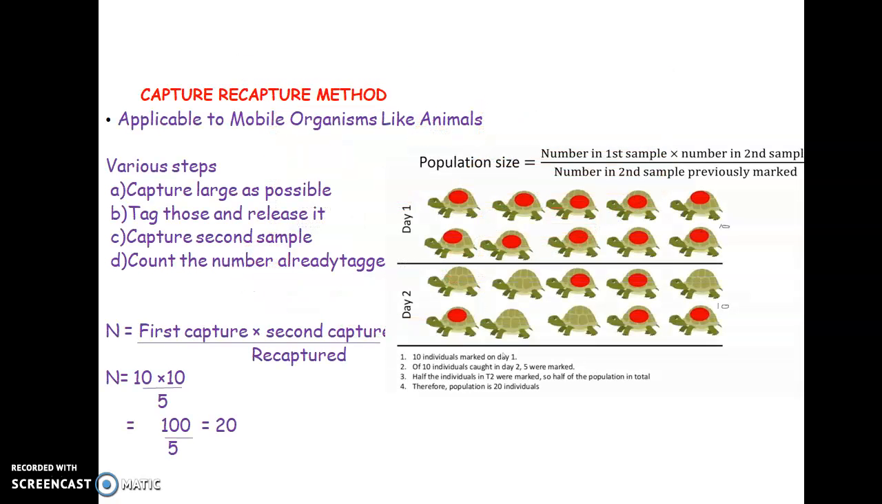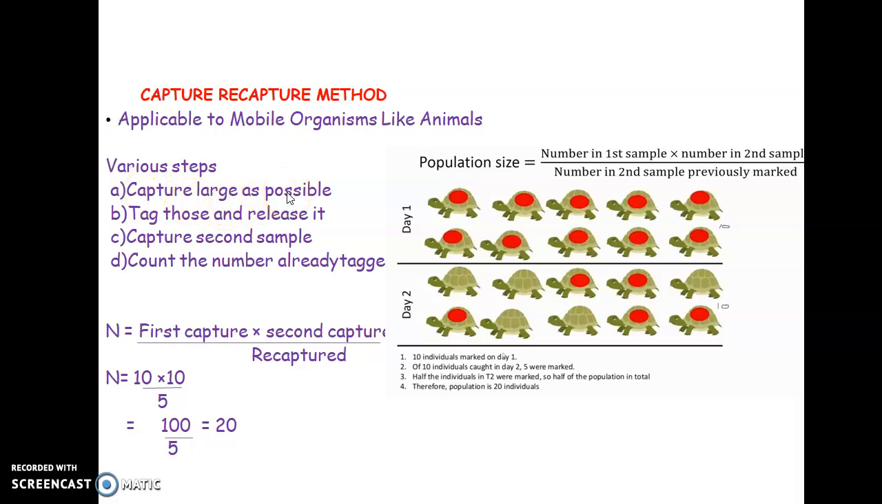Then the capture-recapture method. This is generally applicable to mobile organisms, just like animals. We know that mobile organisms are animals, so this is applicable to animals or moving objects. How can we determine the population size? This is done by means of various steps. They are: capture as many as possible.